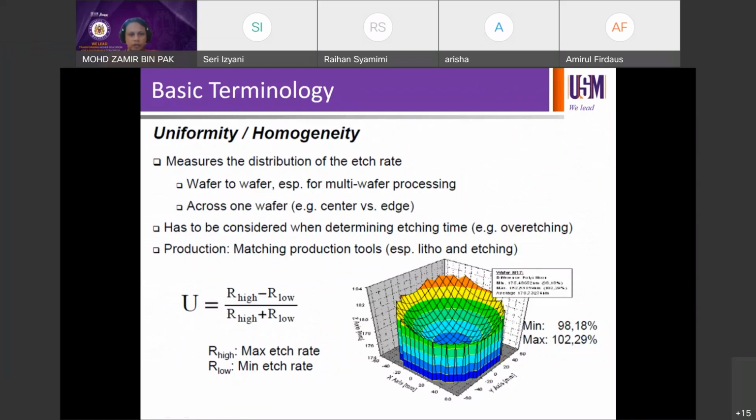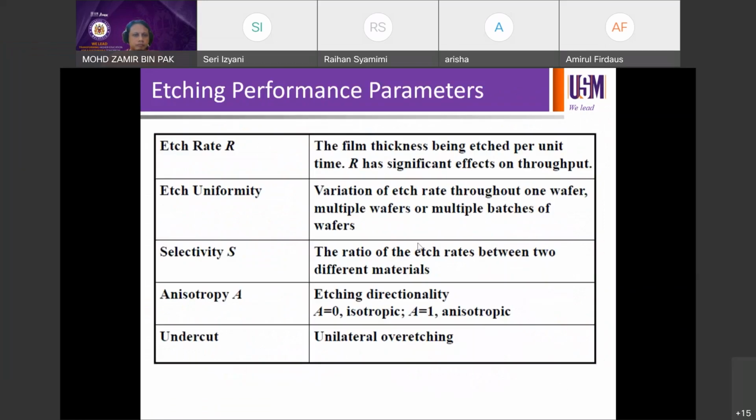So let's continue with etching. When we do etching, there are a few important parameters, and we have discussed some of this yesterday. The first one, if you look at this table, is etch rate, or the film thickness that we etch or remove per unit time. It can be nanometer per minute, nanometer per second, micron per minute, micron per hour, for example.